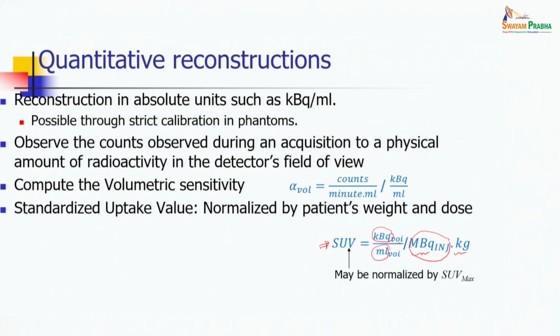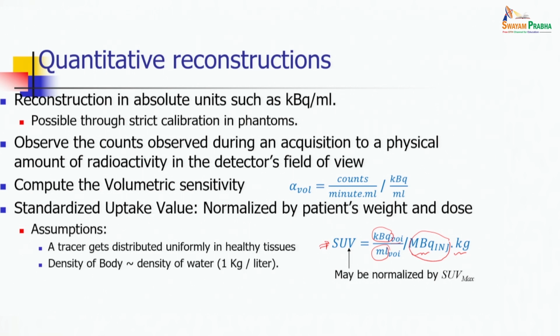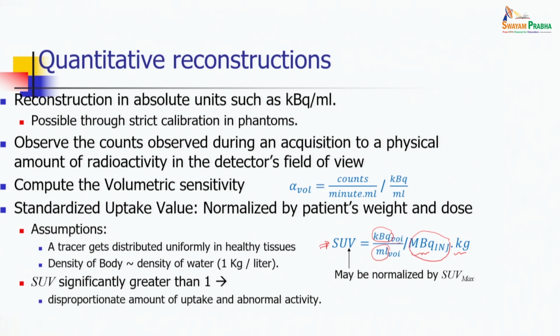You can also normalize it by the maximum SUV that you can observe in the image. Some of the assumptions here are that the tracer gets distributed uniformly in healthy tissues, and the density of the body is equal to the density of water, which is 1 kg per liter. The interpretation is that if this standardized uptake value is significantly greater than 1, then it indicates a disproportionate amount of uptake and abnormal activity.